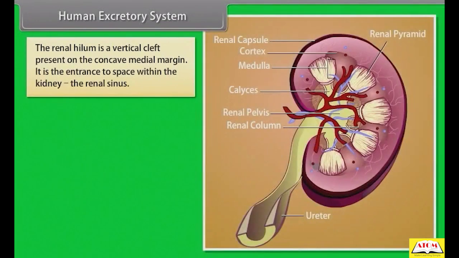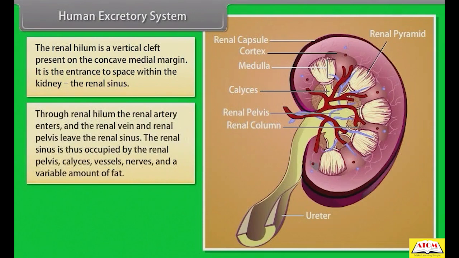The renal hilum is a vertical cleft present on the concave medial margin. It is the entrance to space within the kidney, the renal sinus. Through renal hilum, the renal artery enters and the renal vein and renal pelvis leave the renal sinus. The renal sinus is thus occupied by the renal pelvis, calyces, vessels, nerves and a variable amount of fat.